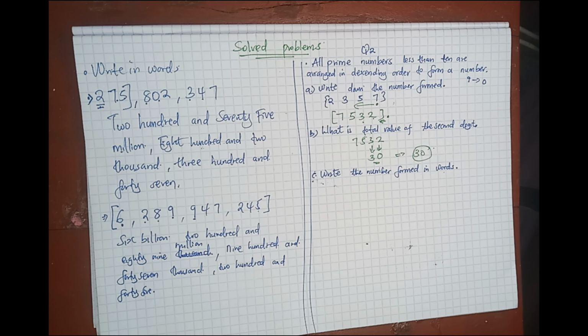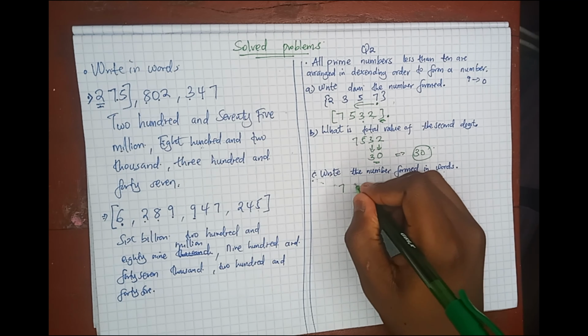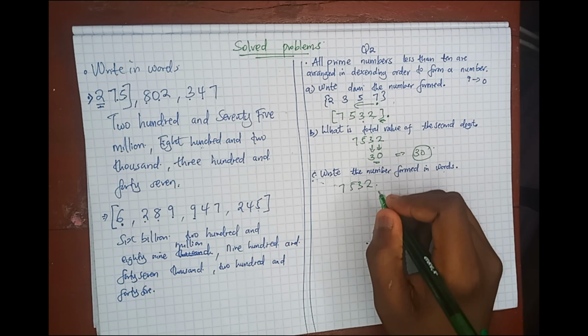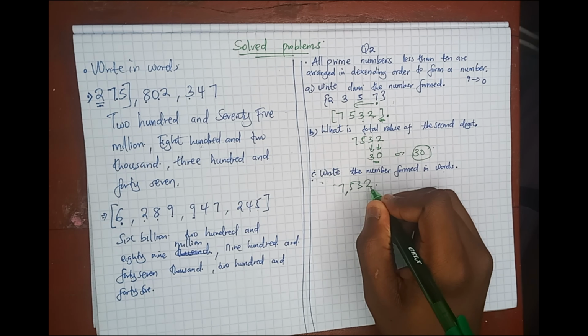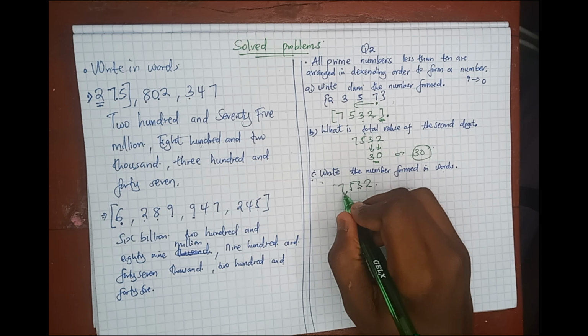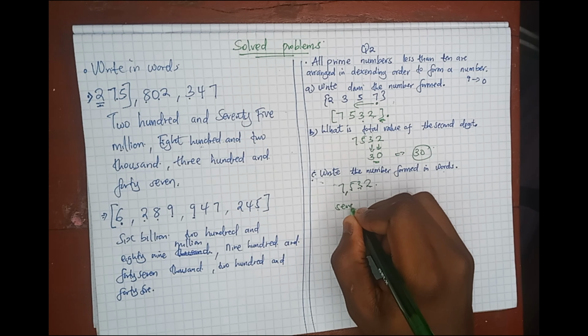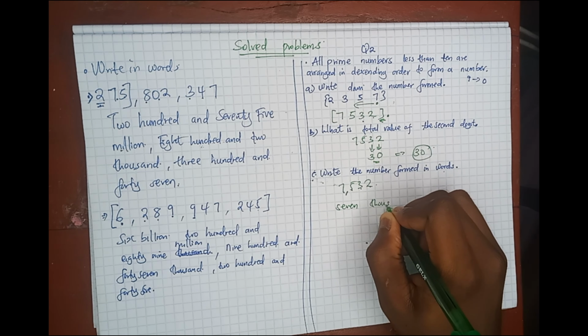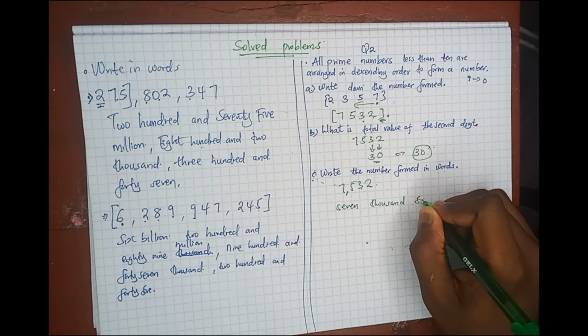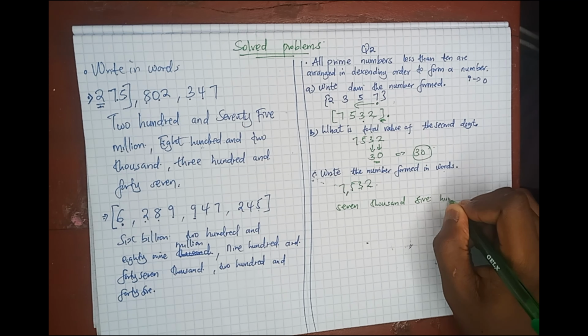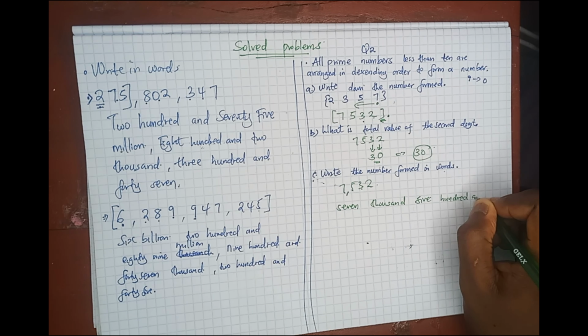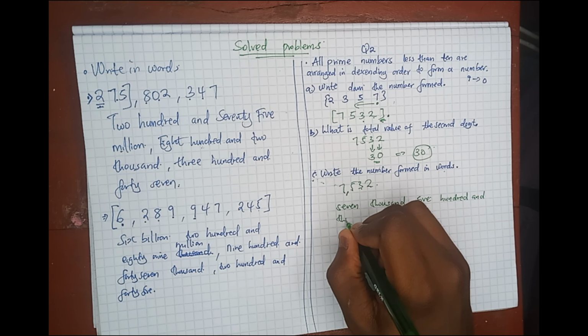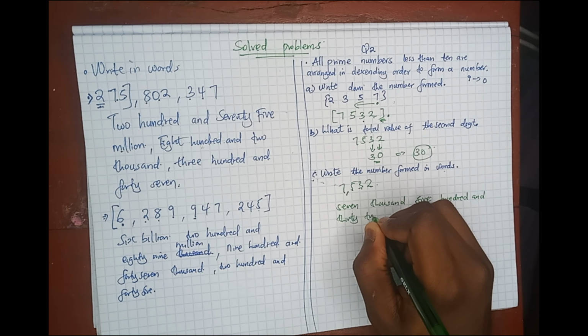Write the number formed in words. Number formed in words 7, 5, 3, 2. So ones, tens, hundreds, thousands. So in 7,000, 500 and 32.